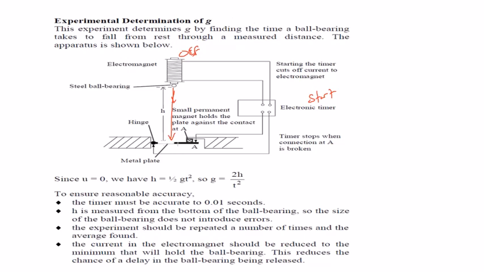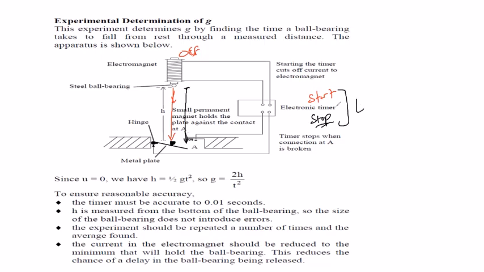this tap switch will change its position, like this. So when the tap switch changes, it loses the contact the moment the steel ball hits. Once it loses the contact, the timer will stop. So basically that is the time taken by the ball to fall from this height h.